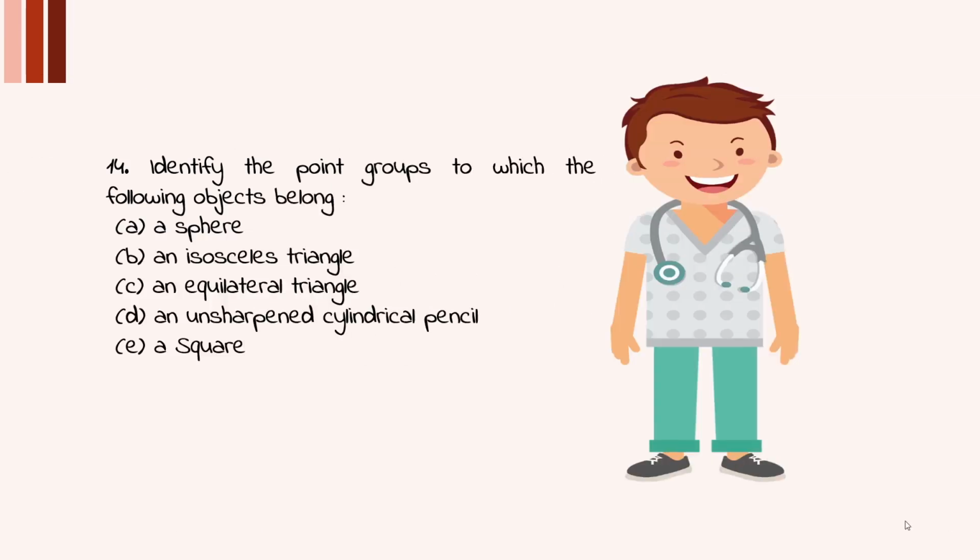Again, we have to identify the point groups for certain geometrical objects like a sphere, isosceles triangle, equilateral triangle, an upright cylindrical pencil, and a square. Very easy to see the result.